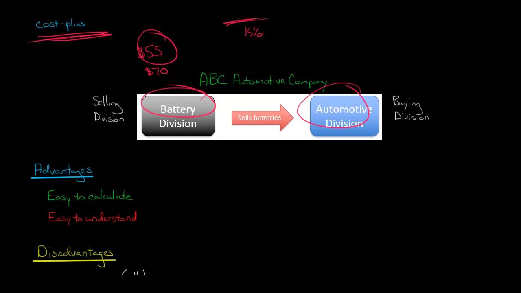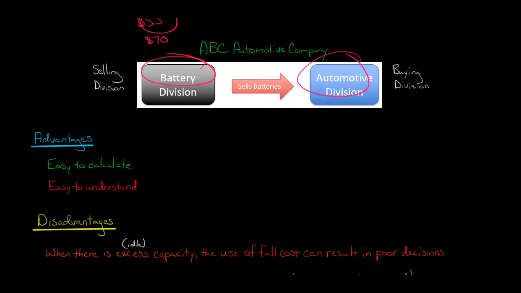Okay, I understand that. The disadvantages, and there are several, is that one is when there's excess capacity. And when I say excess capacity, I mean that the battery division can't fully sell all the batteries it has to outside entities. It would have some left over if the automotive division didn't buy any. Let's say it had 100,000 batteries, it wouldn't be able to sell all 100,000 to outside entities. There'd be some leftover. So we call that excess capacity or idle capacity.